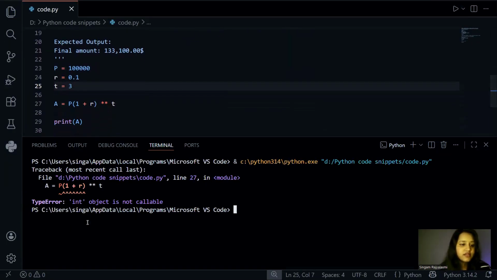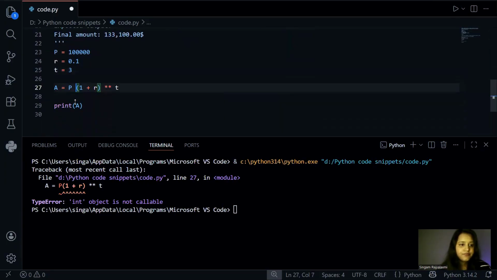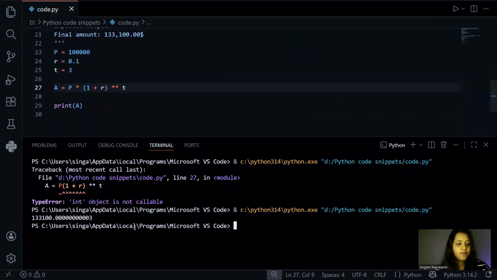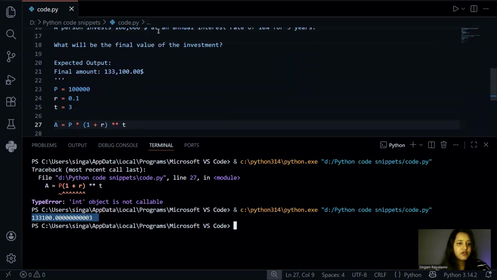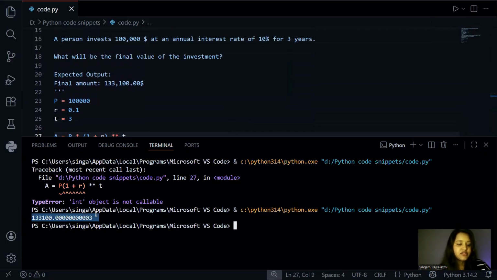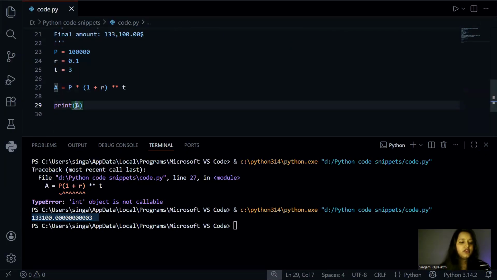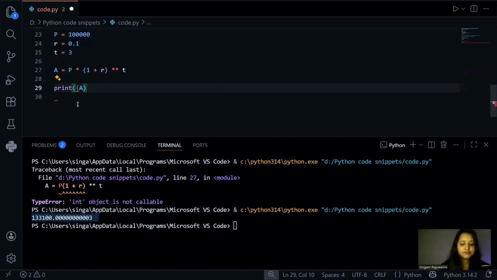Okay, it didn't understand. If you see, int object is not callable, obviously, because here it is thinking something else. And now let's see again. So it is giving us the weird value. The output we need is this thing, but it is actually giving us something else. In order to make it up to 2 decimal points, all you have to do is just add a point, and yeah.